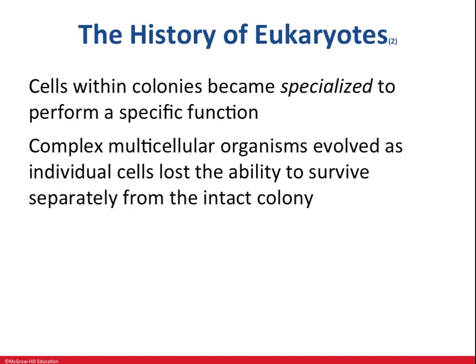those eukaryotes can develop tissues. Several tissues combine together to form organs, and several organs combine together to form systems. So eventually, they developed into animals, plants, and humans. Once the eukaryotes live together, they lose the ability to survive independently.